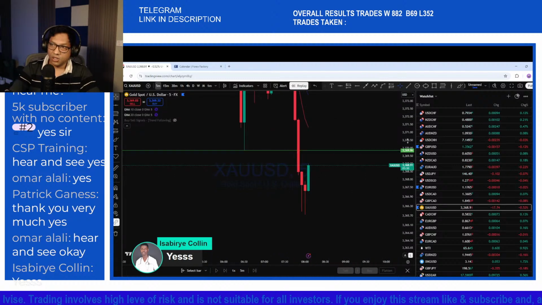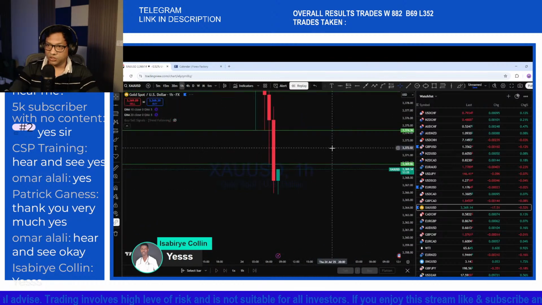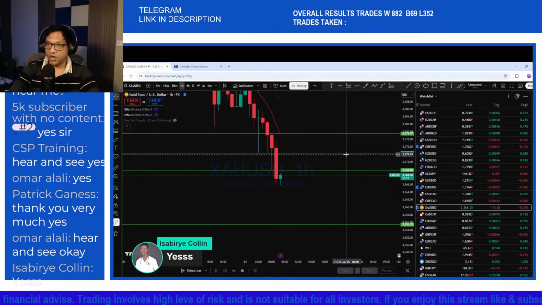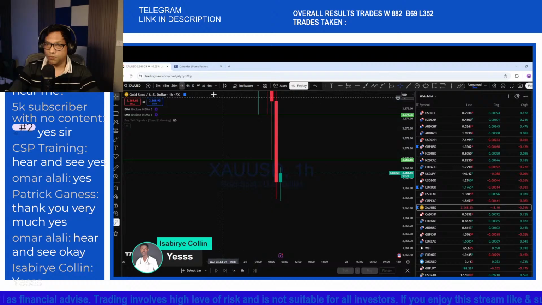As you can see, the market is now heading up for a pullback as we discussed here, and that is an important price action. The price is trying to push back to the upside here.